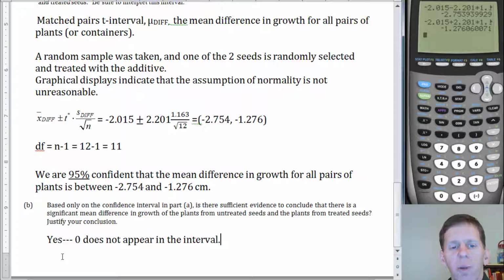We will eventually add a little bit more to this answer, but for right now, we basically check to see if 0 is in the interval, and if it's not, then we say there is a significant mean difference in growth. Now you know how to work out a matched pairs t interval, and we will continue adding more intervals over the course of the next week or 2.